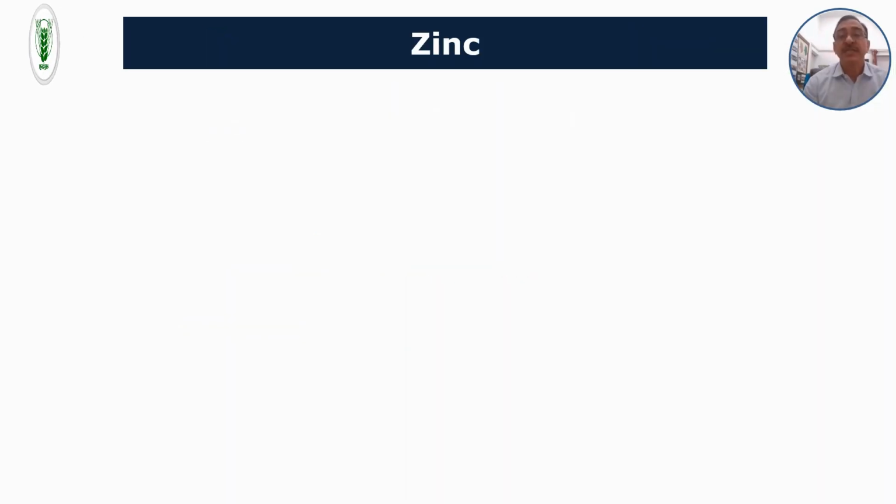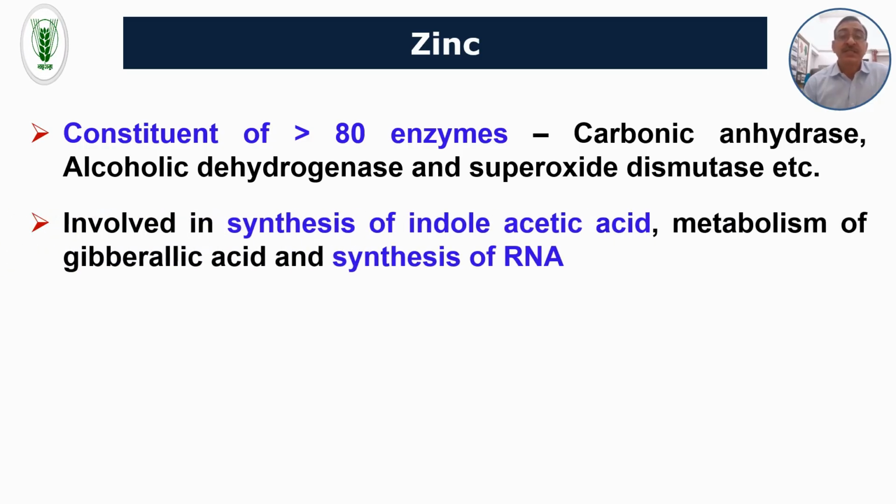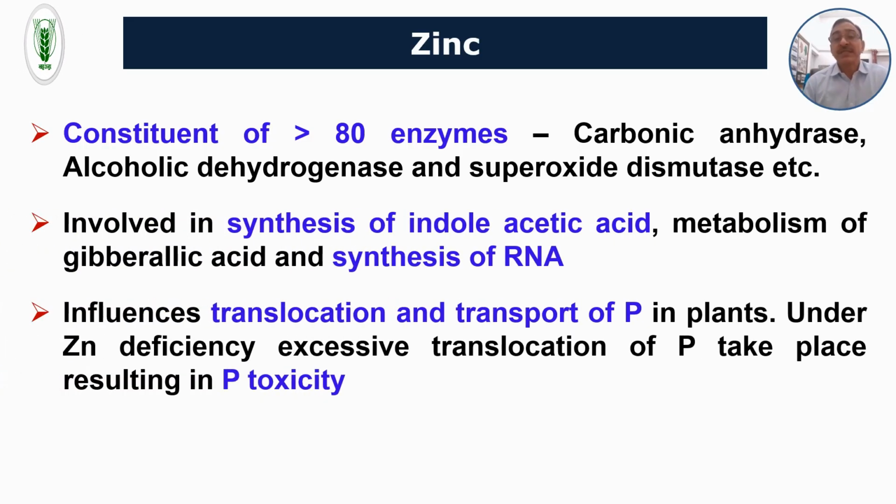Moving to the next element, zinc. It is a constituent of more than 80 enzymes, and it is involved in synthesis of indole acetic acid, metabolism of gibberellic acid, and synthesis of RNA. IAA and gibberellic acid are plant growth promoters. So if there is zinc deficiency, the synthesis of these plant growth promoters is affected, and plant growth is affected badly. It also influences the translocation and transport of phosphorus in plants. Under zinc deficiency, excessive translocation of P takes place, sometimes resulting in P toxicity.